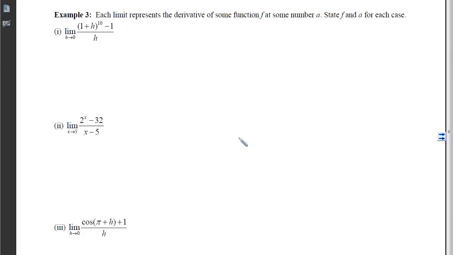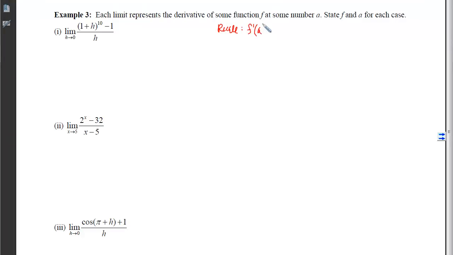Okay, once we get comfortable, or at least a little better at computing these derivatives, I will start to ask you to go backwards. So now, instead of asking you to compute the limit and find the derivative, I'm going to give you something that represents the derivative and ask you to figure out where it comes from. So in order to do this, we have to recall that we've got two ways to write that derivative.